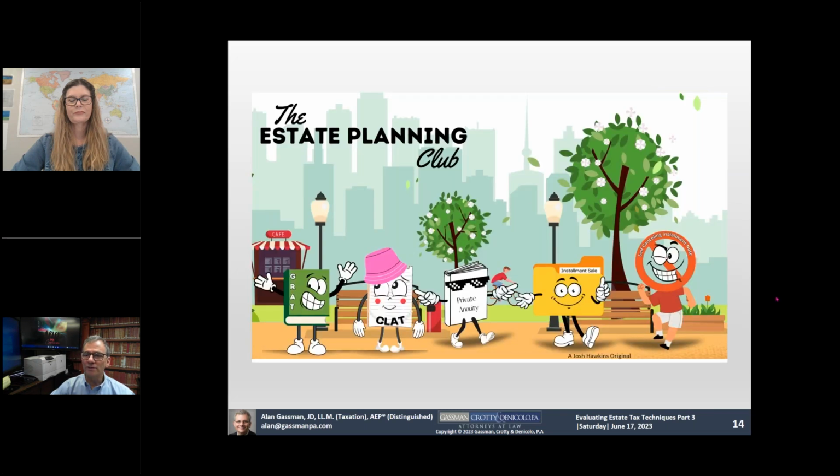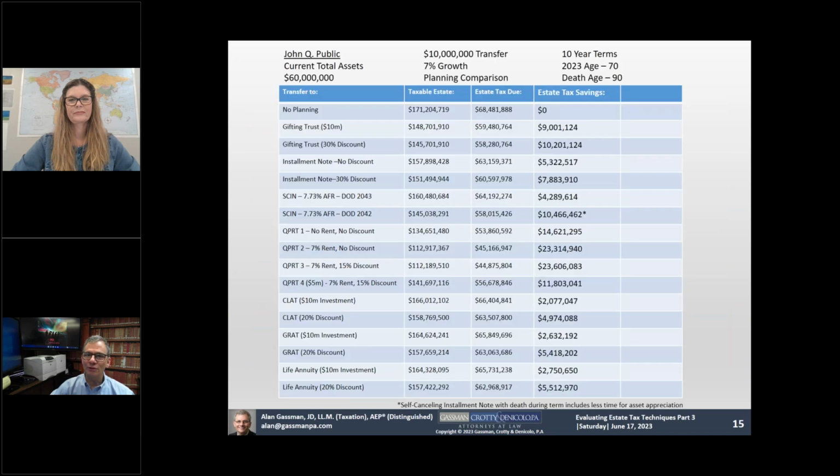But assuming that you don't want to do that and you want to join the estate planning club, we ran the following scenarios to talk about possible estate tax savings. So you've got John Q. Public, and I got it wrong. He only has 60 million in assets, hardly worth talking to. He's going to make a $10 million transfer. All of his assets are magically going to grow at 6% a year. He's going to do his thing, in whatever it is, through age 80, and then for the most part, he's going to die at age 90, a very happy person.